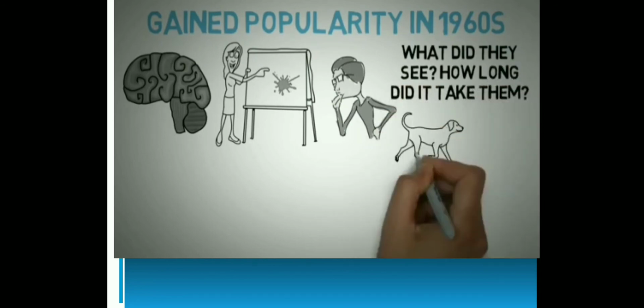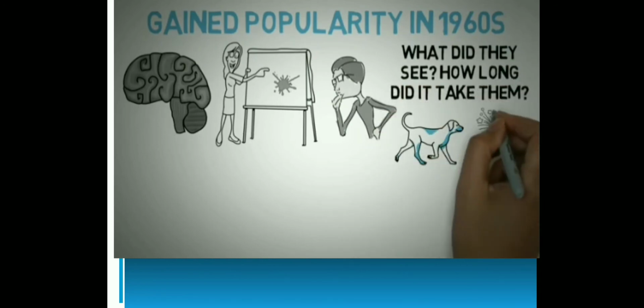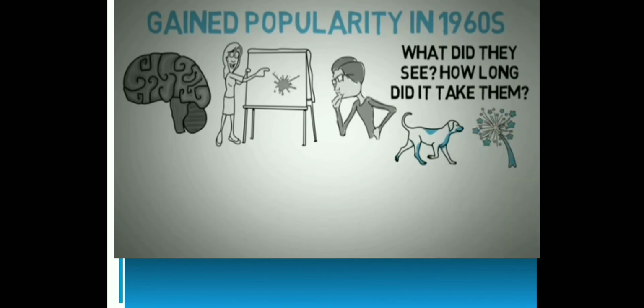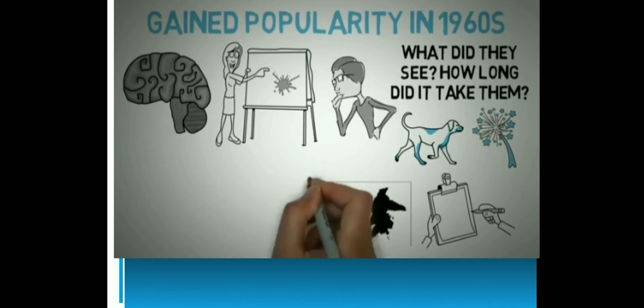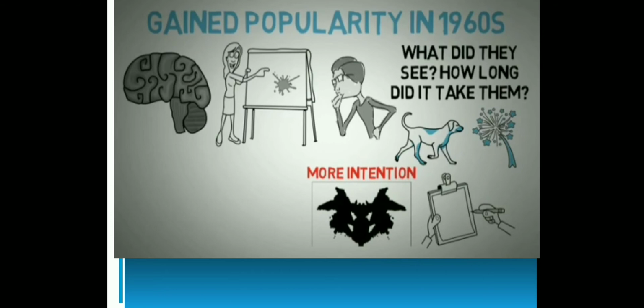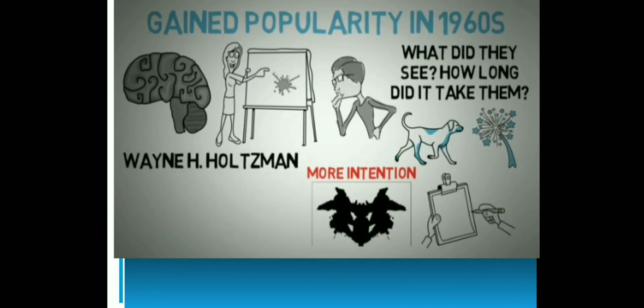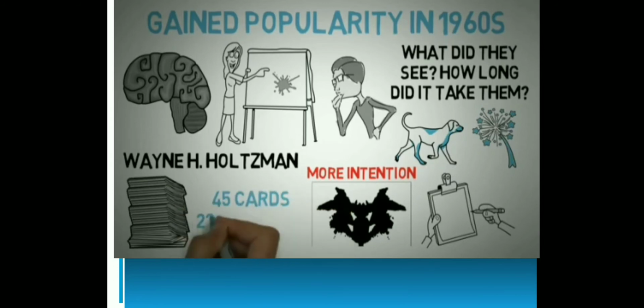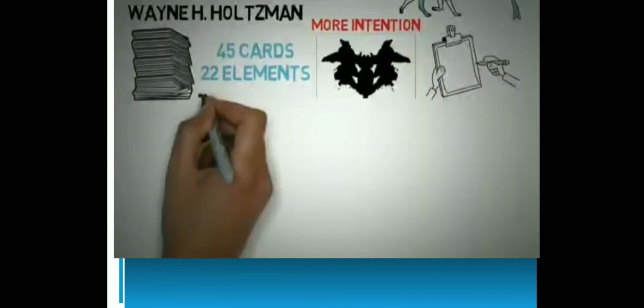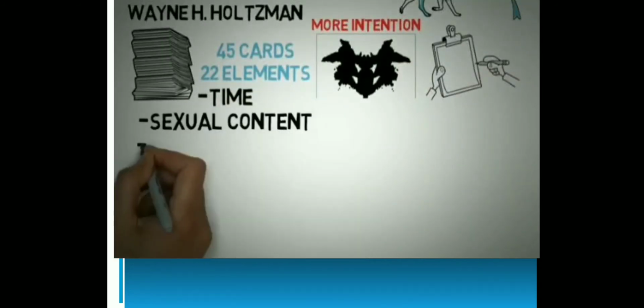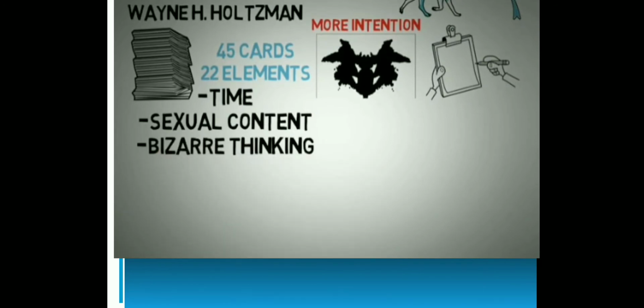What did they see? How long did it take them to see this, right? For them, there can be ink color. For some others, it can be a tree, it can be a water balloon, right? We have to understand all these things. Now, it was further developed by Wayne Holzman, right? He gave 45 cards with 22 elements, whereas Hermann gave only 10 inkblots, right?